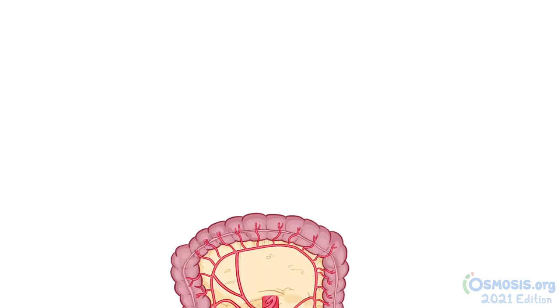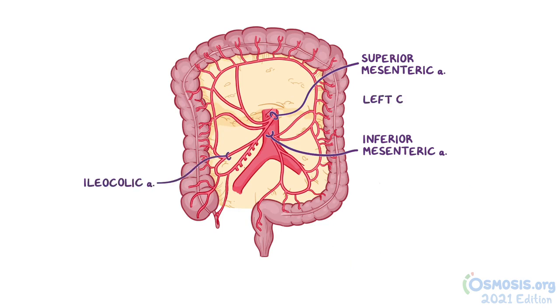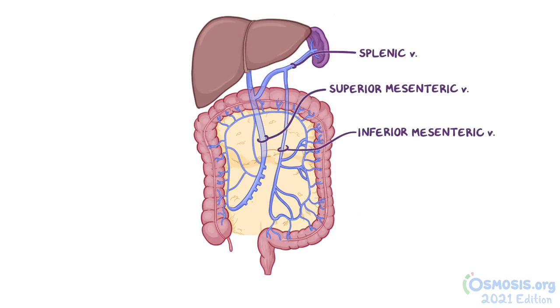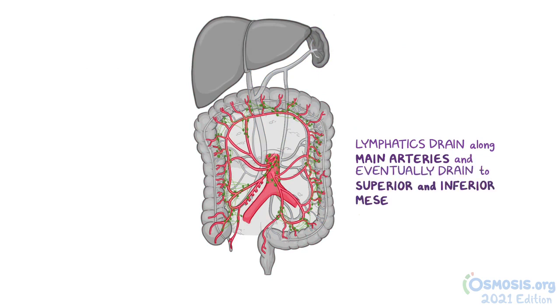The large intestine is supplied from the SMA and IMA via the ileocolic, left colic, middle colic, right colic, sigmoid, and superior rectal arteries. Veins follow arteries and have the same names as they do and eventually drain into the hepatic portal vein. Lymphatics drain into the nodes of the main arteries supplying the colon and eventually drain into the superior and inferior mesenteric nodes.